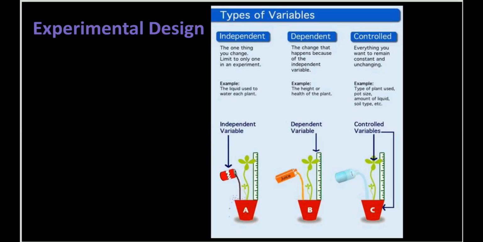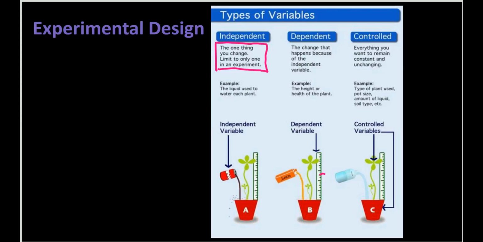Now, experimental design. Let's talk about our experimental design. I know I've done a video about experimental design before, but I did want to talk a little bit about your independent, your dependent variables, and your control. So the big thing is that your independent variable is the thing that you are changing, and you can only have one thing. So you can only change one thing, okay?